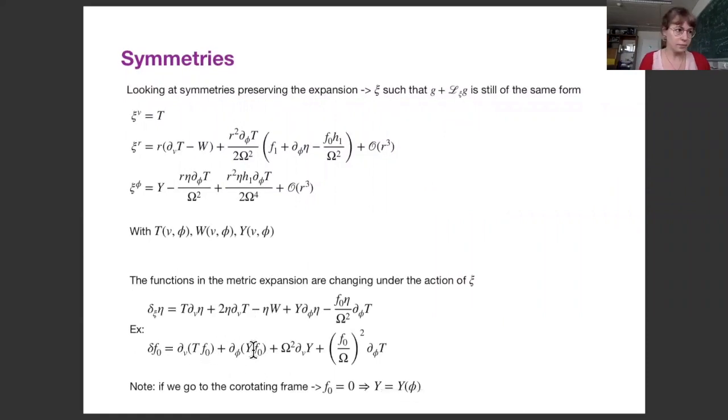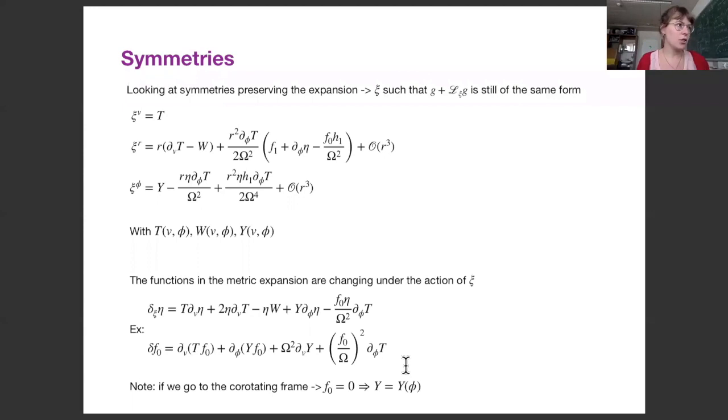And if you look at this transformation, you have the following. If you now ask that you are in the co-rotating frame, it means that you impose that F0 equals 0. What does it imply? If you put F0 here, you just have this term that is left. Because you ask that F0 equals 0, you have to preserve that condition. It means that your Y, instead of being a function of 2 variables, becomes just a function of the angle. So you lose a bit of symmetry going to this co-rotating frame. But here we don't do that. We keep it very general.